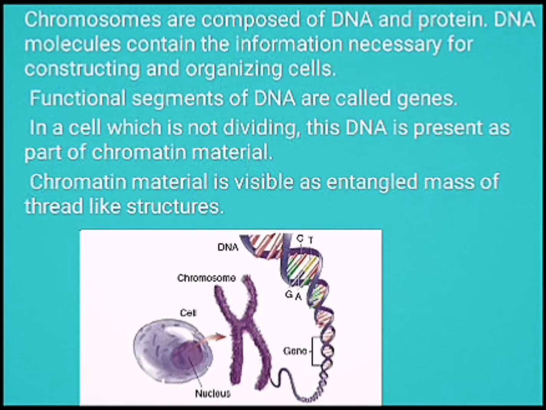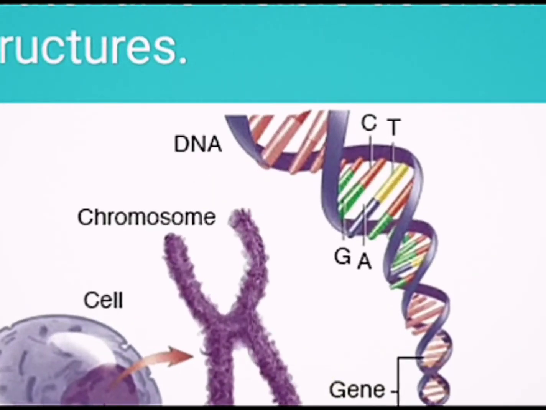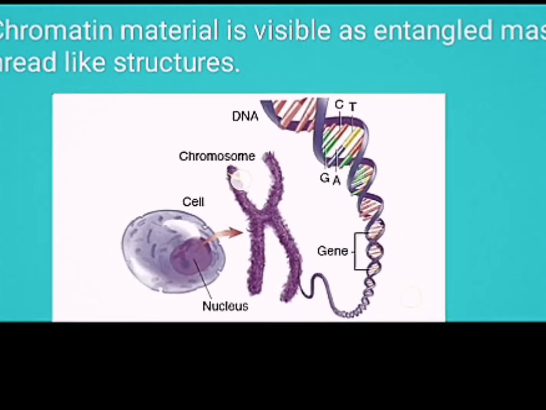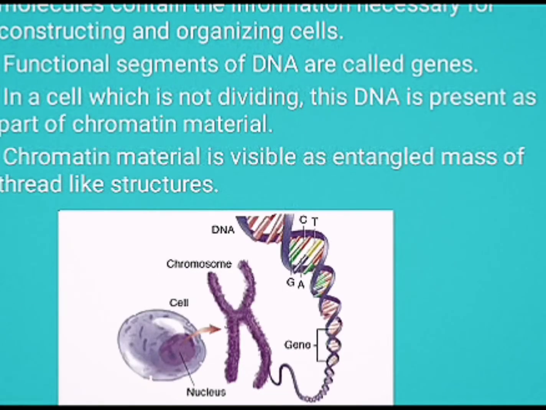Chromosomes are composed of DNA and protein. DNA molecules contain the information necessary for constructing and organizing cells. Now the functional segments of DNA are genes. As you can see, inside the nucleus we have chromosomes, and these chromosomes contain so much DNA, which consists of ladder-like structures which are called genes. These genes are responsible for transferring characteristics from parents to offspring.